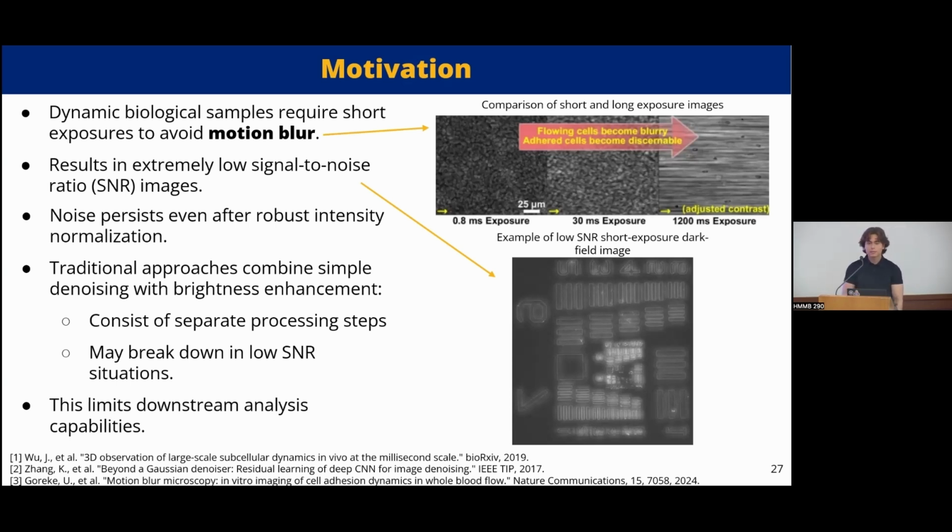Some methods to address these issues include using simple denoising and brightness enhancement, but the problem with these is that they are a series of separate pre-processing steps that allow for error to build up in between. This, of course, isn't always useful when it comes to low signal-to-noise ratio situations, therefore degrading our downstream analysis capability.